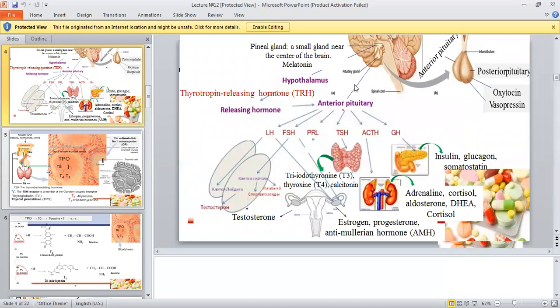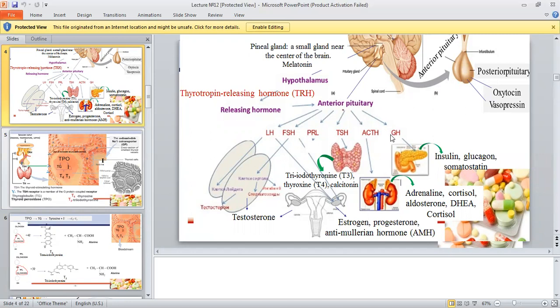As we know, the anterior pituitary secretes six types of hormones and the posterior pituitary produces two kinds of hormones, which include oxytocin and vasopressin, also known as ADH, antidiuretic hormone, which the posterior pituitary can store for a temporary time. The anterior pituitary secretes six kinds of hormones, which include LH, FSH, PRL, TSH, ACTH and GH.